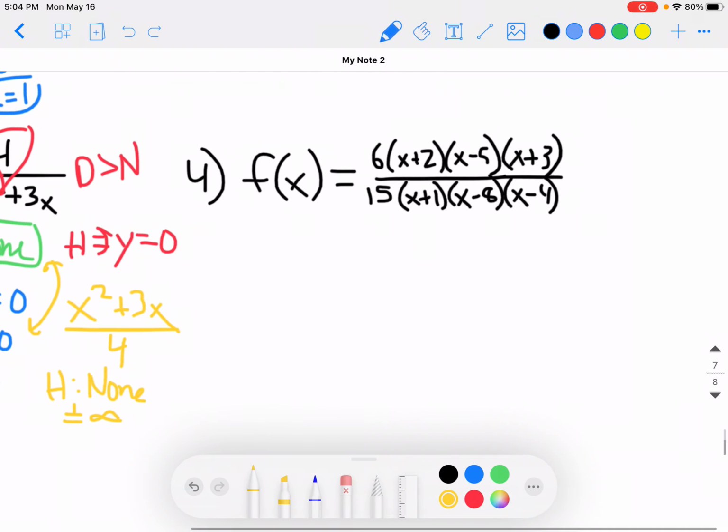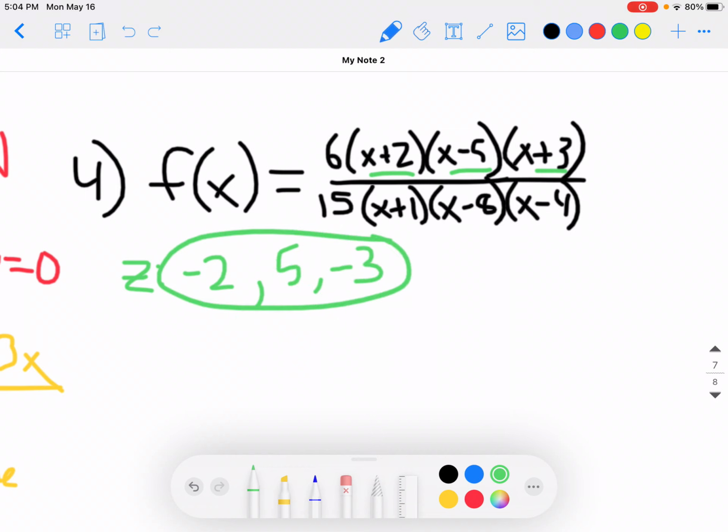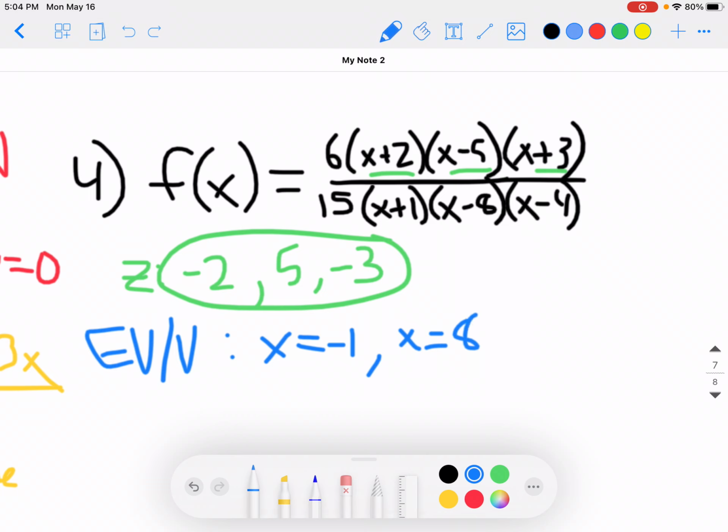Finally, let's look at this. This is a fun one, right? But here, this is just to highlight something. So if we're looking for our zeros, all we're going to do is take a look at our numerator and each one of these terms and turn that into a 0. So it's going to be at negative 2, positive 5, and negative 3. There are our zeros. As for our excluded values or vertical asymptotes, we're going to do the same thing with our denominators. So this is an x equals negative 1, x equals 8, or x equals 4.